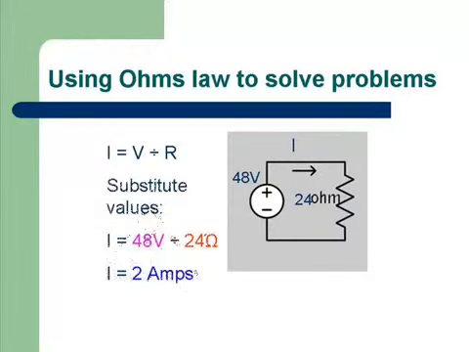Now that we have that, again we simply substitute the values in. So the voltage is 48 volts, the resistance is 24 ohms, and again using our calculator, I is V on R, which is 48 on 24, so therefore the current is 2 amps.